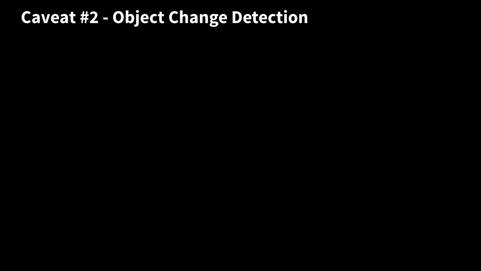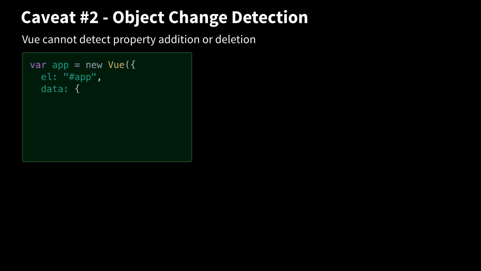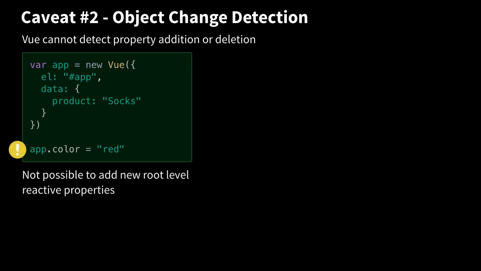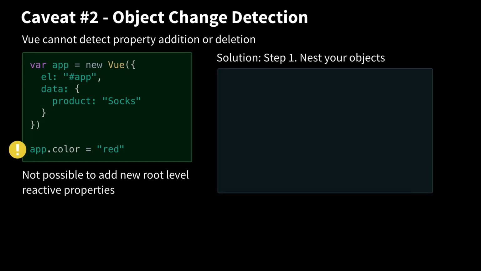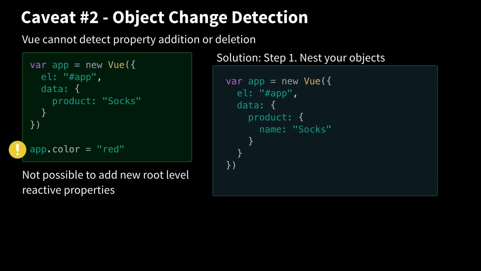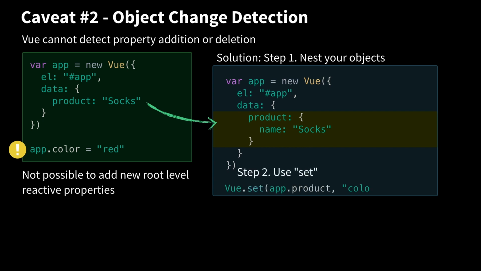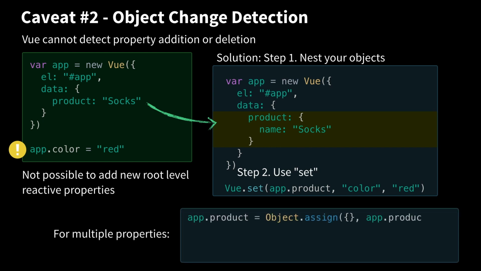The second caveat is that Vue can't detect property addition or deletion. So if I have a component like this, and I set a new property, it's not going to be reactive. I can't add new root level reactive properties. The solution to this is a two-step process. First, you're going to want to nest your object inside of another object like you see here. And then if I want to create a new reactive property, I can use the Vue.set method. And now there's a new reactive property called color. If I have multiple properties that I want to become reactive, I can use the Object.assign syntax, like you see here.